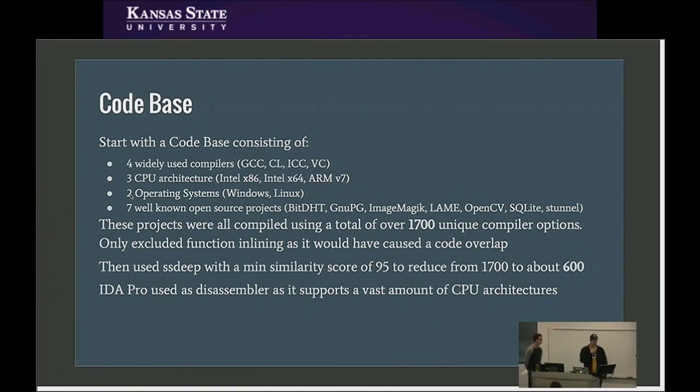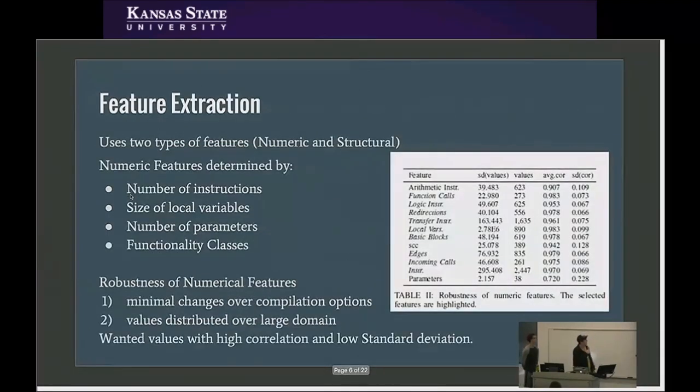Then they used a program called IDA Pro as a disassembler, as it already supported the vast amount of the CPU architectures that they were going to use. So they didn't have to come up with something new or use multiple programs. And then when you get into the feature extraction, they used both numeric and structural.